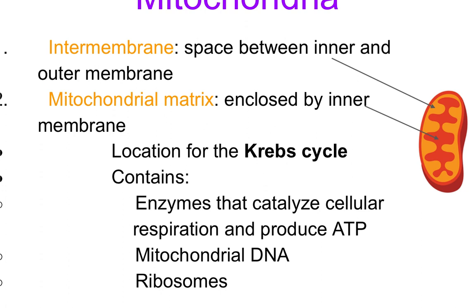Mitochondria, the intermembrane space is the space between the inner and outer membrane. So the matrix is enclosed by the inner membrane. The squiggly part that you see inside of mitochondria, that's called the mitochondrial matrix. That's basically where the Krebs cycle happens. There's enzymes there, and they catalyze cellular respiration and produce adenosine triphosphate, ATP. The mitochondria actually has its own DNA inside of it. And they have ribosomes that are specific to just mitochondria.